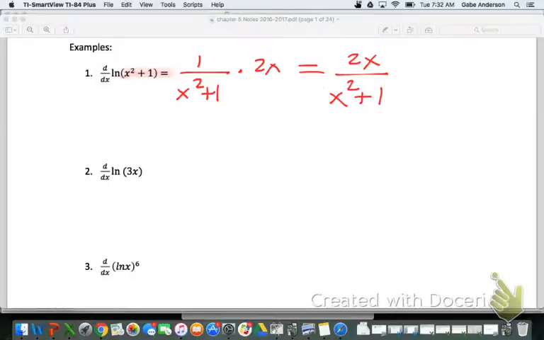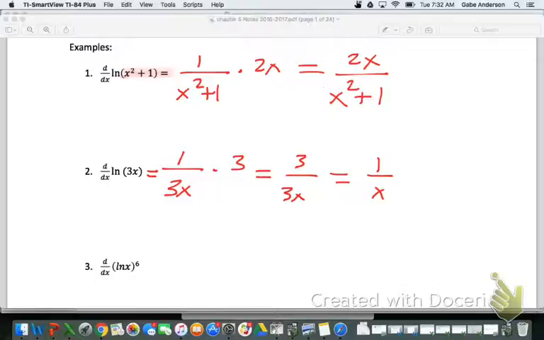Number 2, once again, the input 3x, a little more complicated than just an x, so we will have to consider the chain rule. So d/dx of ln of 3x, we're going to end up with 1 over the input, so 1 over 3x, times the derivative of the input, so that would just be times 3. So we could write 3 over 3x, and of course in this case the 3's do cancel, so you could end up with just 1 over x for this one.